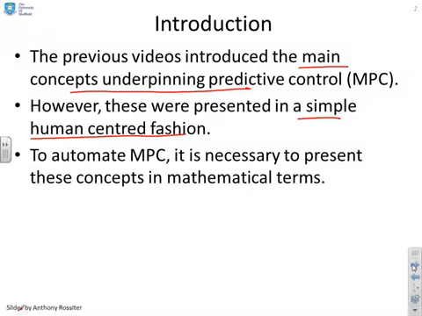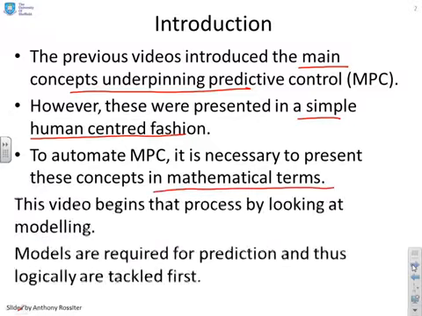Now, in order to automate predictive control, it's necessary to present these concepts in more mathematical terms and a little bit more rigour. So we're going to begin that process now. We'll start by looking specifically at modelling. Models are required in order to make predictions, and as prediction underpins predictive control, this is a logical place to start.